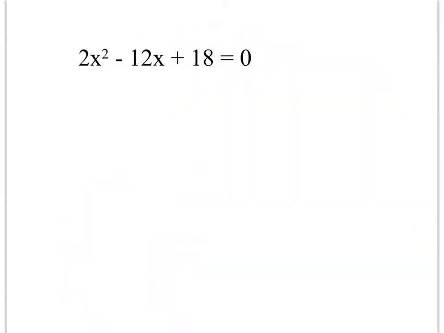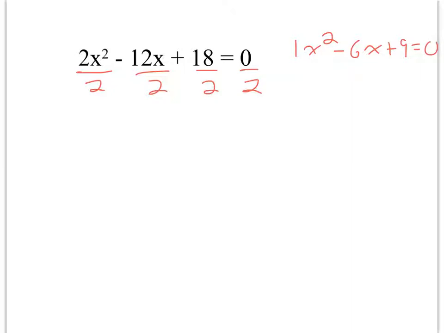Alright, looking at this one right here, I have 2x squared minus 12x plus 18 is equal to 0. I'm noticing now, I could just use my quadratic formula right now, but before I do, I'm just going to divide everything by 2 to make my numbers smaller. This makes it easier to work with. When I do that, I get 1x squared minus 6x plus 9 is equal to 0.